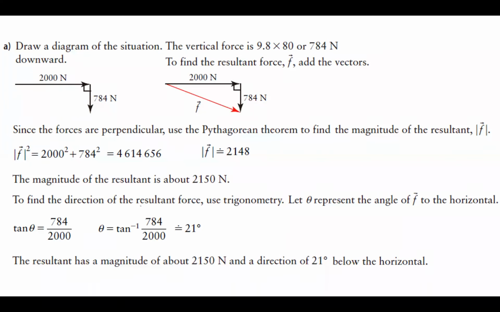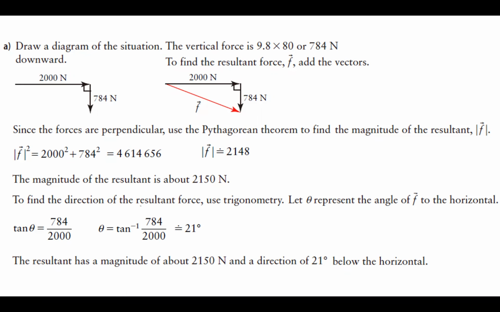The magnitude of F squared equals 2000 squared plus 784 squared, which is 4614656. Therefore, the magnitude of F, the resultant force, is about 2148. The magnitude of the resultant can also be approximated to 2150 newtons.